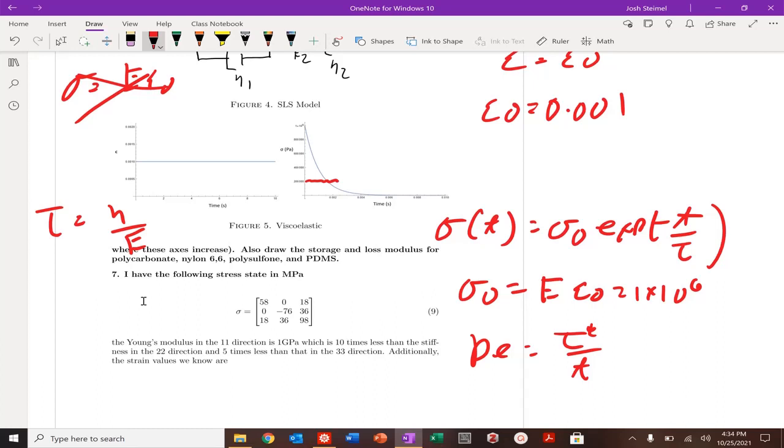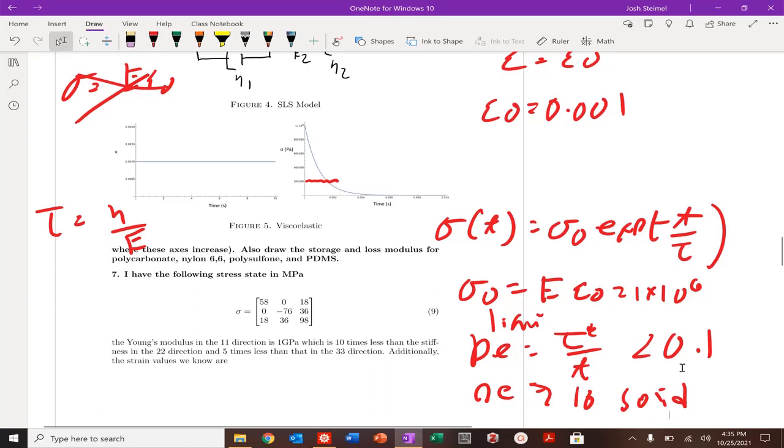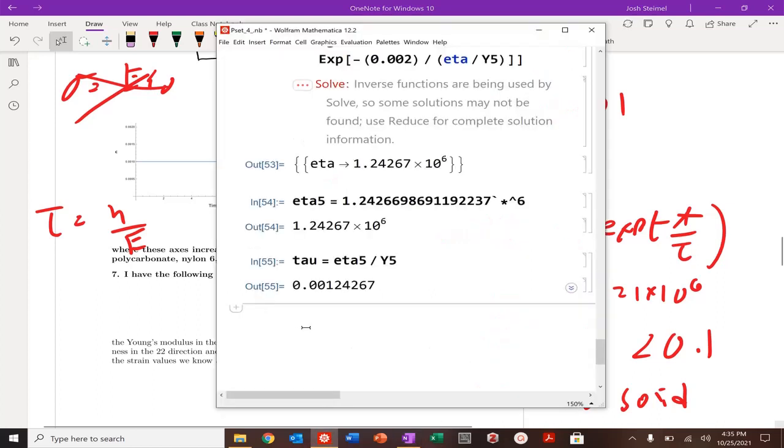If the Deborah number is less than 0.1, this is going to be liquid. If the Deborah number is greater than 10, it's going to be solid, and in between, viscoelastic. So this polymer, depending on the experimental times, will look like, well, it actually depends on the experimental time. So we can actually solve.